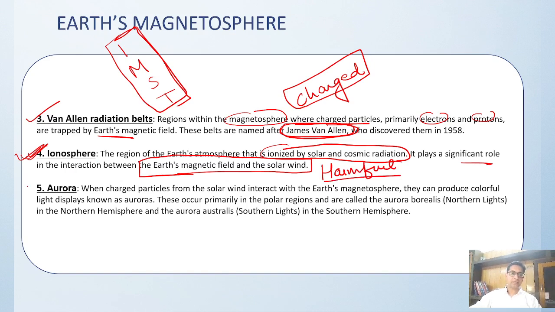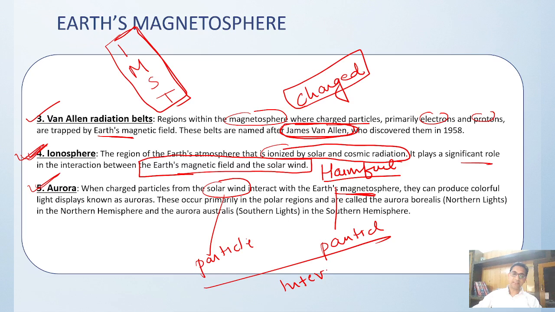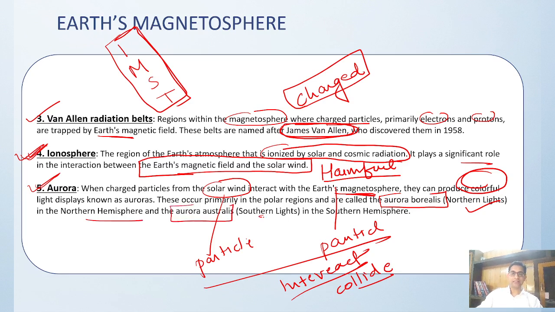Then there is a word called the aurora. When charged particles from the solar wind interact with Earth's magnetosphere, when they collide with each other, they produce a very colorful display that is called auroras. There are two kinds: aurora borealis, the northern lights in the northern hemisphere, and aurora australis, the southern lights in the southern hemisphere.